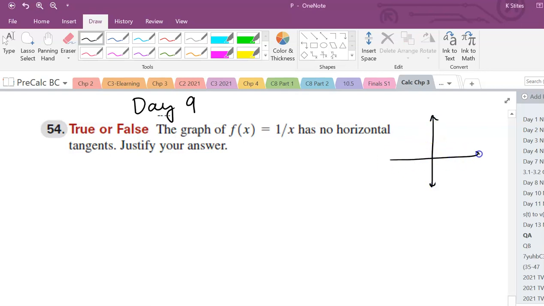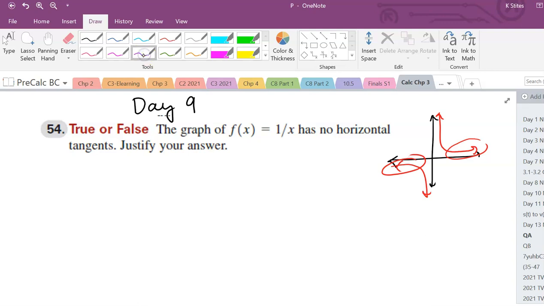We know 1 over x is our reciprocal function, which looks like this. Okay, and I know that this portion of my graph is certainly approaching horizontal. But what we're going to figure out is, does it actually ever get completely horizontal? So how can we do that?